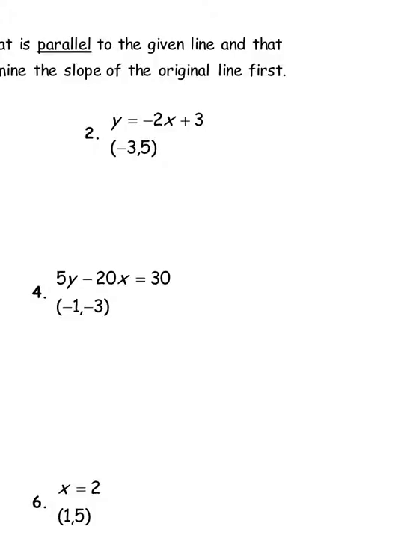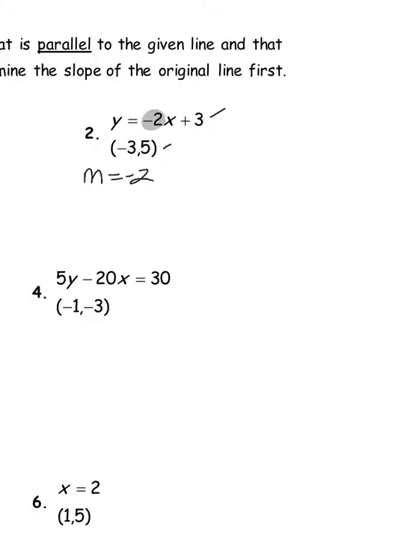Hi everyone, so I'm going to do number 2 first. We're supposed to find the equation of the line that is parallel to this one and goes through this point here. So we already have an equation that's in y equals mx plus b, or slope-intercept form. So I can look at the coefficient on the x value, and then I'll know right away that my slope is going to be -2.